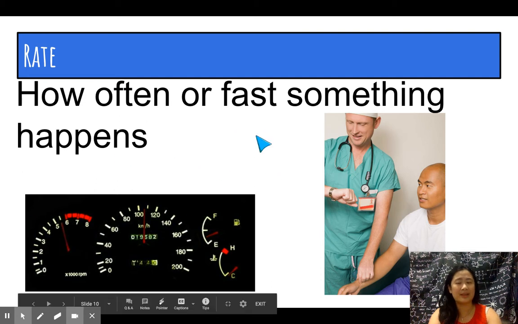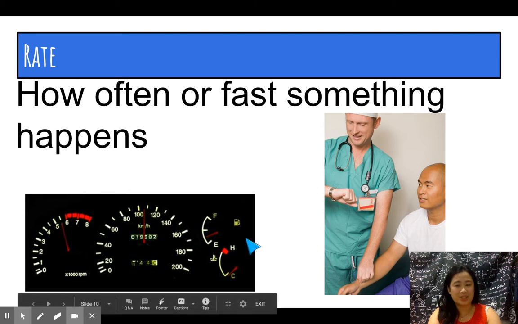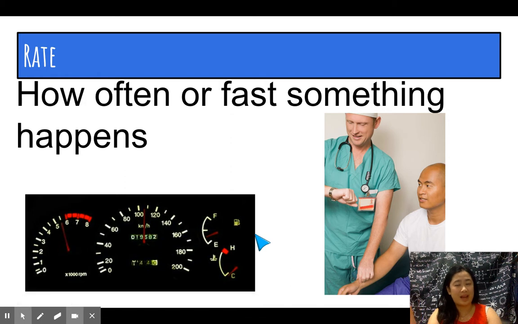So let's take a look at rate in two other scenarios that we're familiar with. Here is a picture of a speedometer of a car. And notice the speedometer is in kilometers an hour. So this is a speedometer of a car that is not in the US. It is moving about 108 kilometers an hour. So that means for every hour, it moves 108 kilometers. So pay attention, that is 108 kilometers an hour. It's an average. So on average, this car is moving at 108 kilometers an hour.